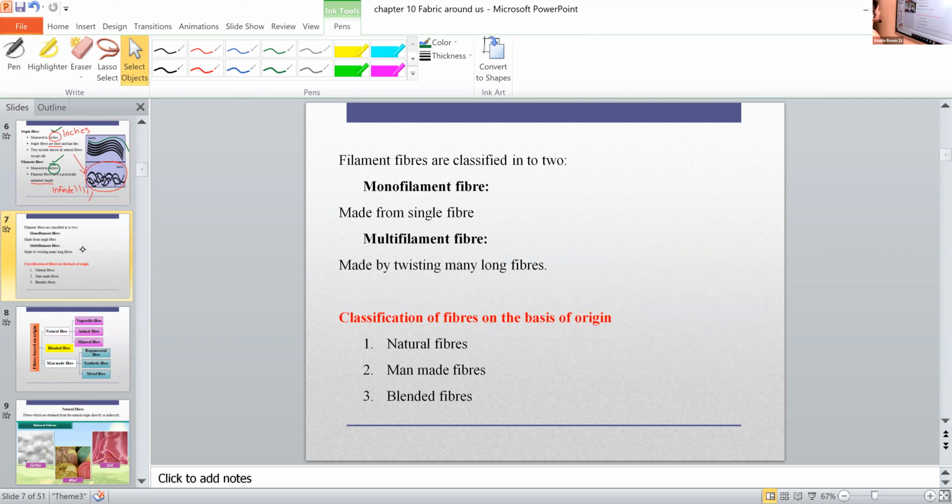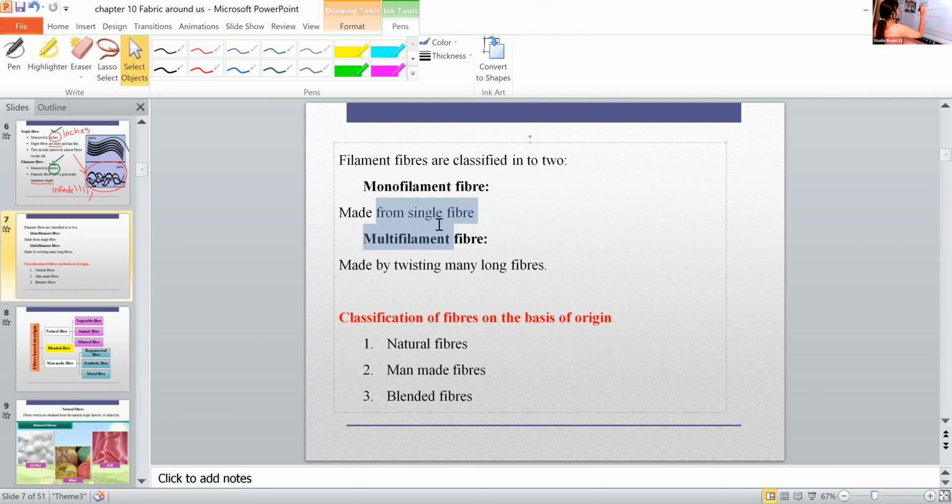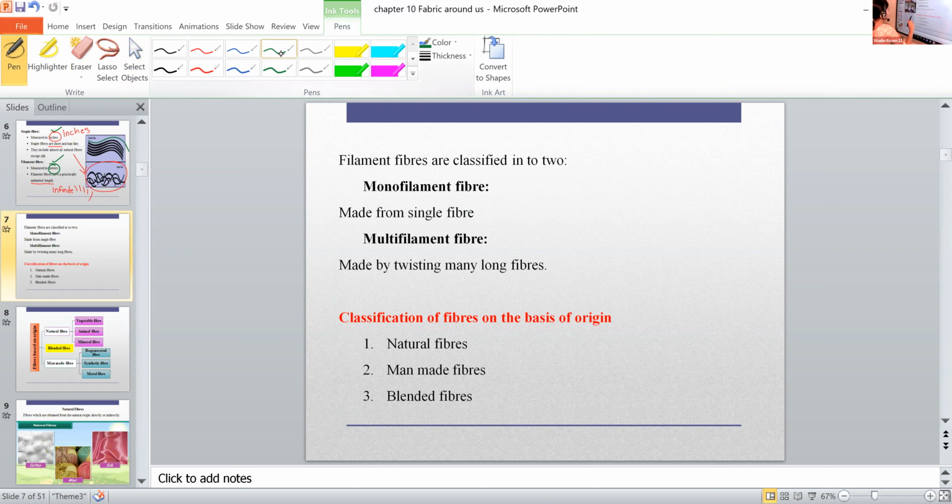So, what do you mean by a monofilament fiber? Monofilament fiber is made from a single fiber. Mono, what is the meaning of mono? Mono means one. Very good. So what is a monofilament?